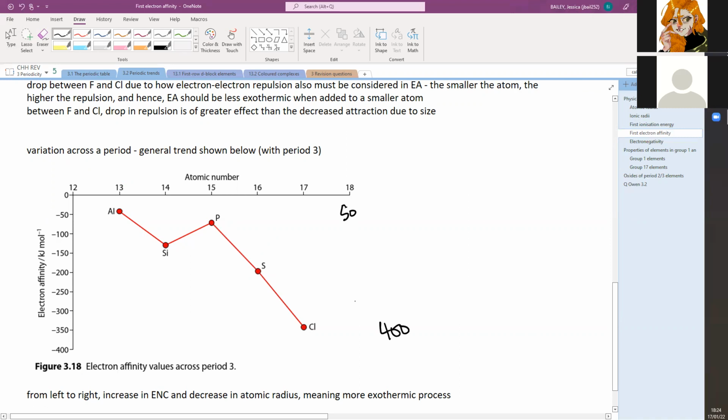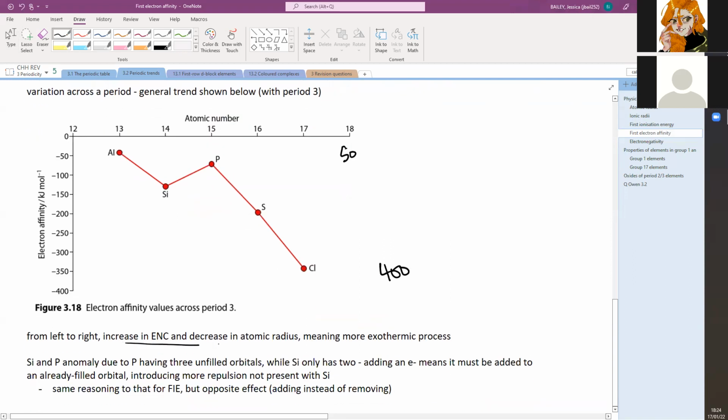The reason for that is what we talked about before: as you move closer to the right-hand side of the periodic table, those atoms want to gain electrons more because they want to become stable. So the atomic radius is decreasing, your effective nuclear charge is increasing, which is what this sentence here says. So it wants to get another electron to make itself more stable. It's trying to achieve a full octet, like they usually talk about.